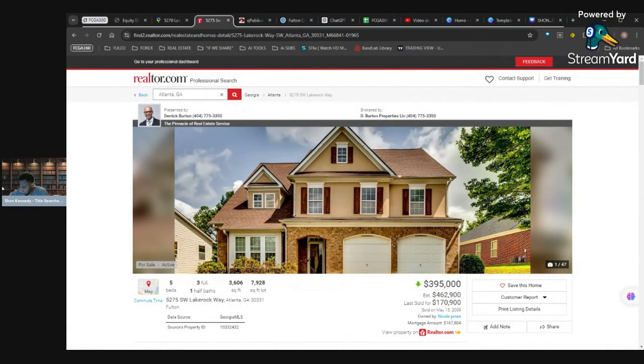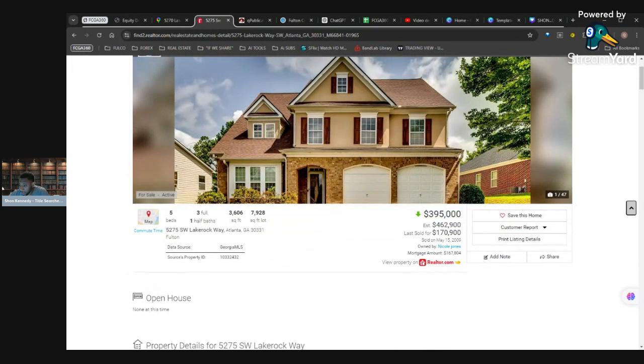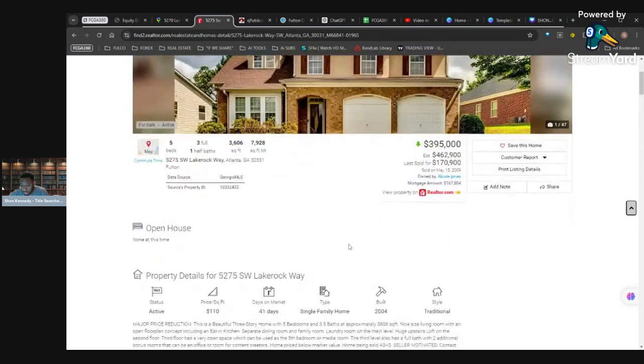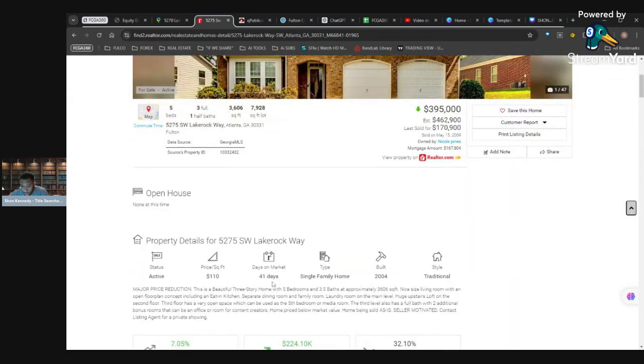Realtor.com is saying it's worth, well, they have it listed for $395,000, and it's listed by Derek Burton. So if y'all know Derek, holler at him, and he may be able to get you this deal. May be able to lowball him on the price because it don't look like it's gonna sell before this auction. They had it 41 days on the market. It's active, priced at $110 a square foot.